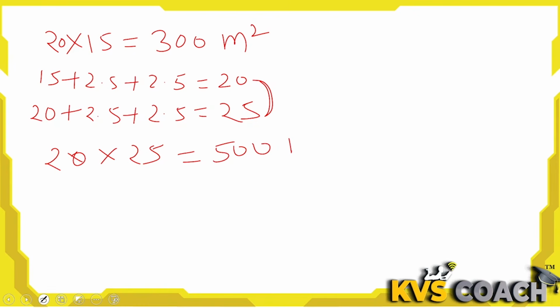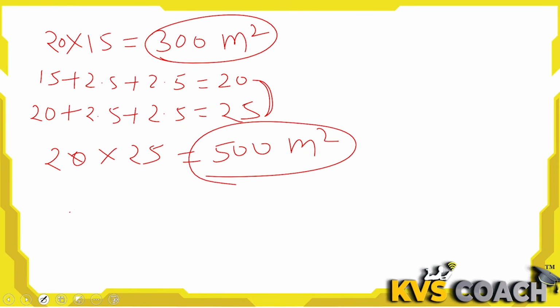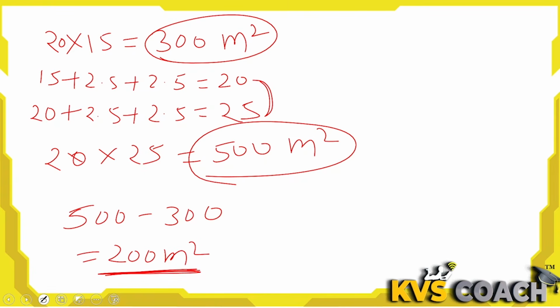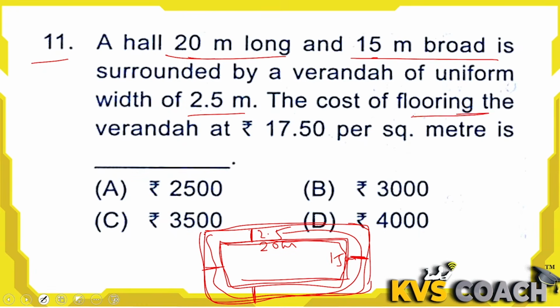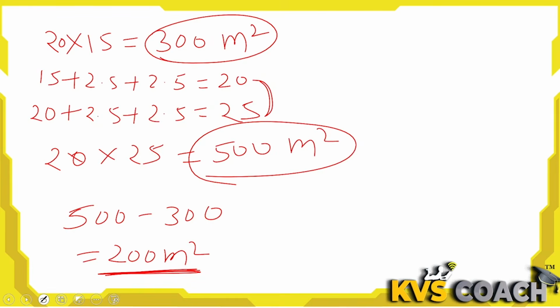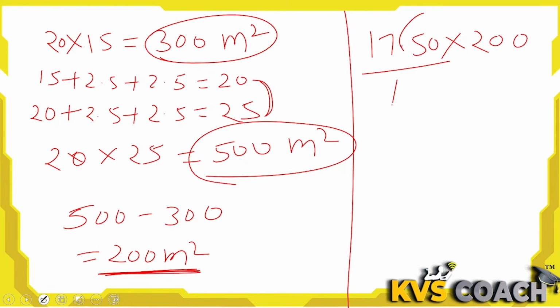So one rectangle area is 300 meter square, the second rectangle area is 500 meter square. We have to subtract both the areas. 500 minus 300 will be 200 meter square. This is the total area we have to floor. For flooring, the cost is 17.50 per square meter. So for 200 square meters we have to multiply by 17.50. We will simplify it.